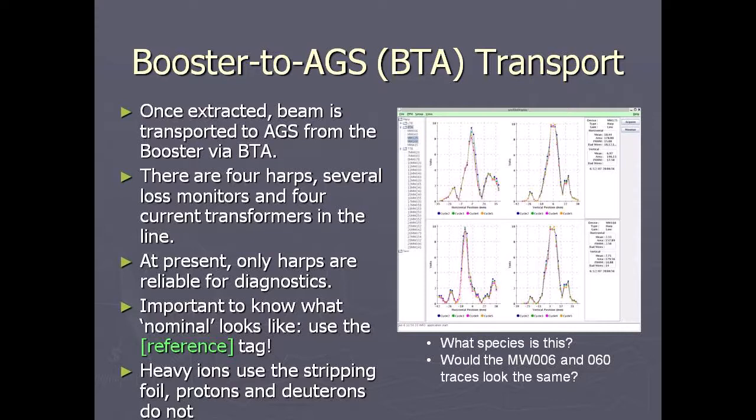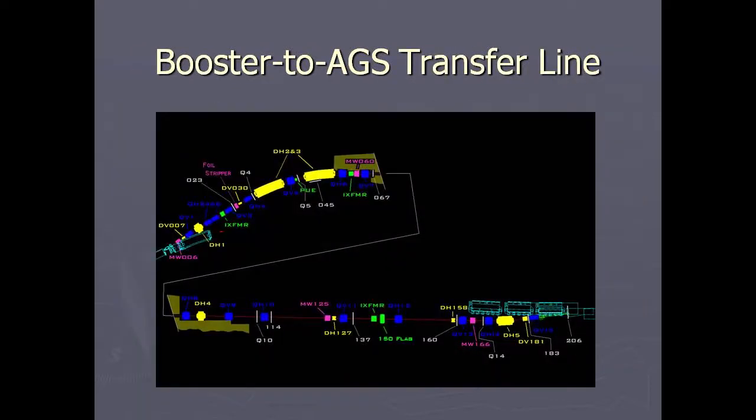And so, do 6 and 60 look the same as this? Do they have the lobes or no? So this is gold. It happens to be gold. It could be any heavy ion, really. We don't strip protons. Do we take other things into the AGS? We do copper. It was iron years ago. I guess the answer to that question depends on where the stripping foil is in the beam. Right, exactly. So it happens to be between 6 and 60.